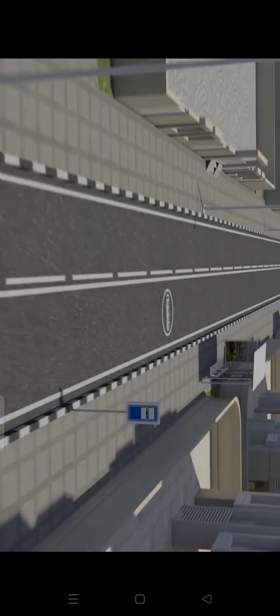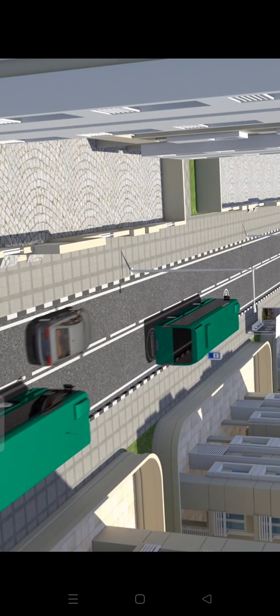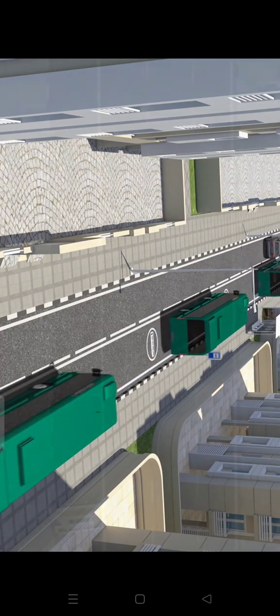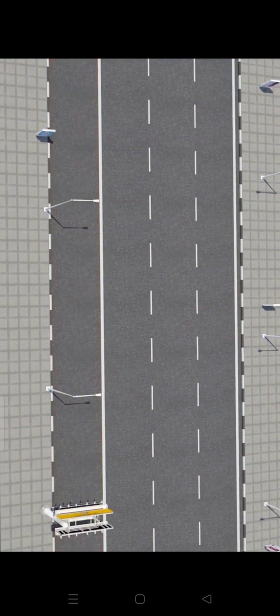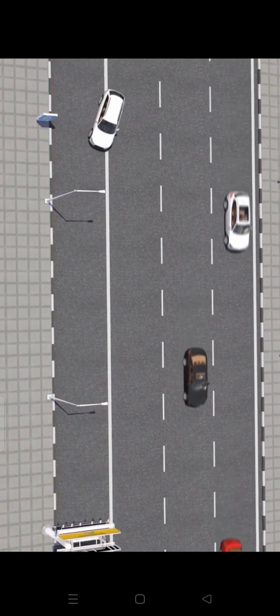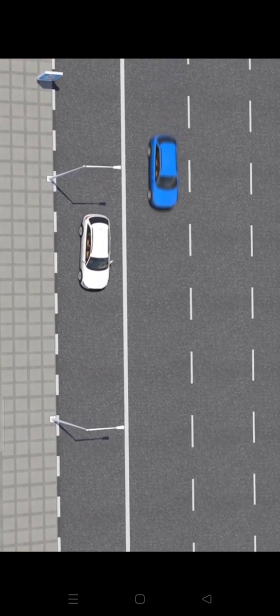Public transportation lane. It is a lane in the road allocated for public transportation. Stopping or emergency lane. It is allocated for the stopping of vehicles if they are faulty and can be used by emergency vehicles during accidents.